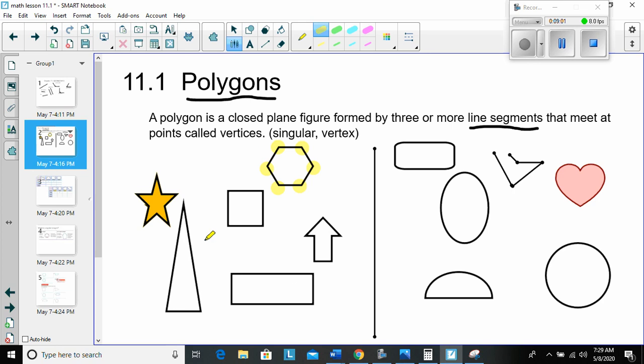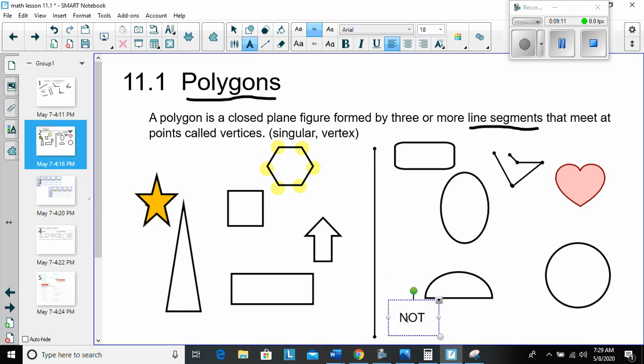So this side's polygons. Over here I have non-polygons. These are not polygons over here. I'm going to put that right here. Not polygons, on this side. And the reason they're not polygons, there's a few different reasons. One is these shapes have curves. Remember, a polygon is made of line segments. So this is not a polygon.